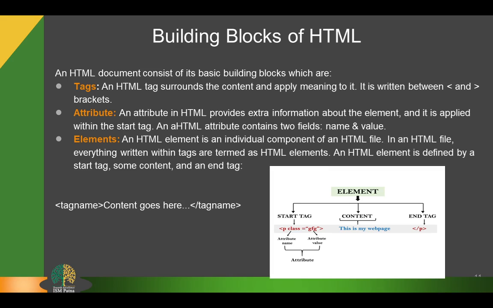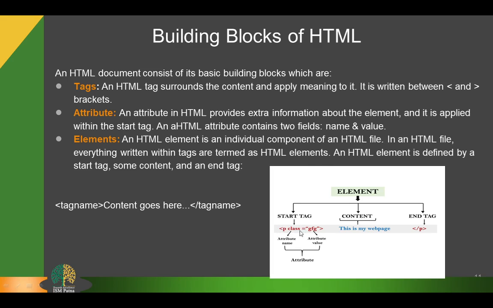What is a tag? An HTML tag surrounds the content and applies meaning to it. It is written between angular brackets. In the diagram, you will be able to see there is a P tag which is written inside angular brackets. So this is the tag.